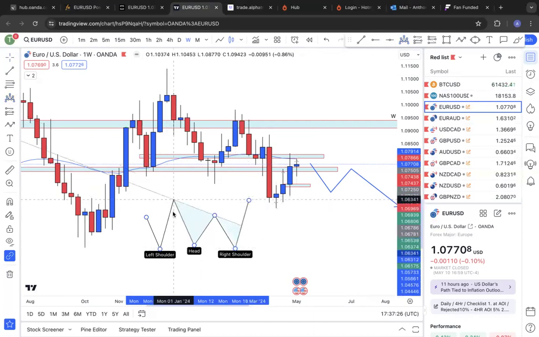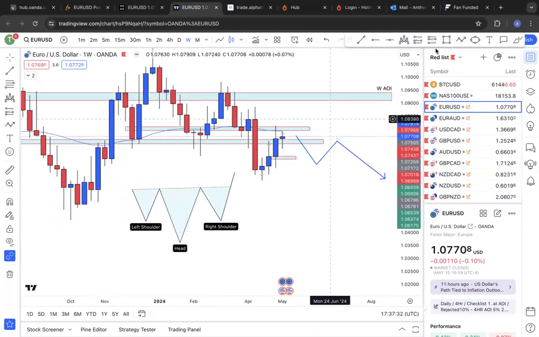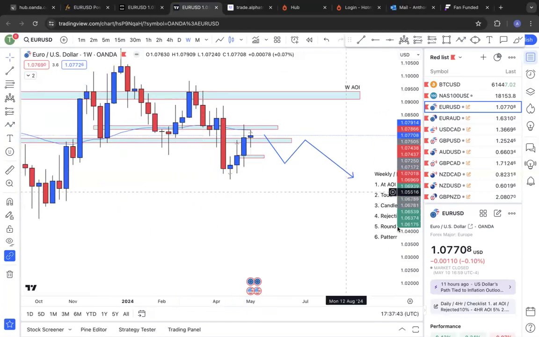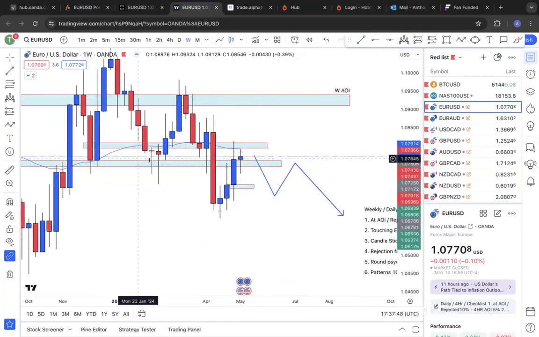There's your inverted head and shoulders, and that would be signs of buys. Then you come through here and retest that neckline for it to go up. So that's your inverted head and shoulders. But here we're looking for sells. We got an area of interest. We got a weekly area of interest.